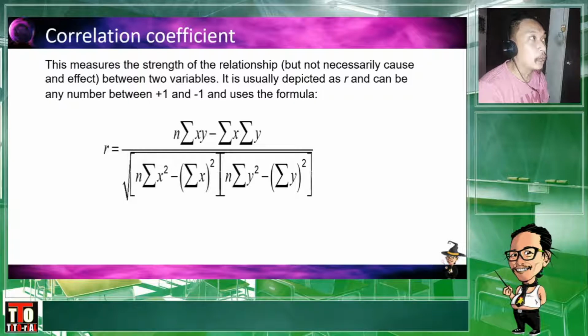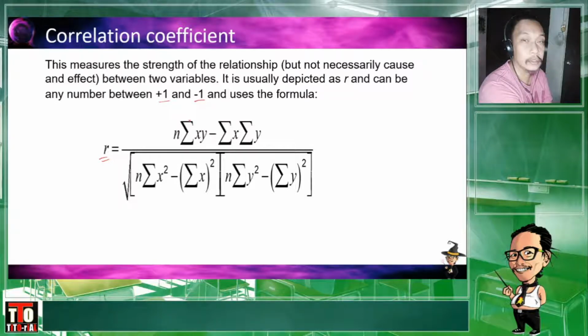Pero, hindi necessarily ang cause and effect ng 2 variables. Minemeasure niya gaano kalakas yung relationship ng dalawang variable, pero hindi niya sinasabi yung cause and effect. Okay? It is usually depicted as yung R natin dito, and can be a number between a positive 1 and negative 1. Okay, so tandaan natin, ang value lang niya is between positive and negative 1.